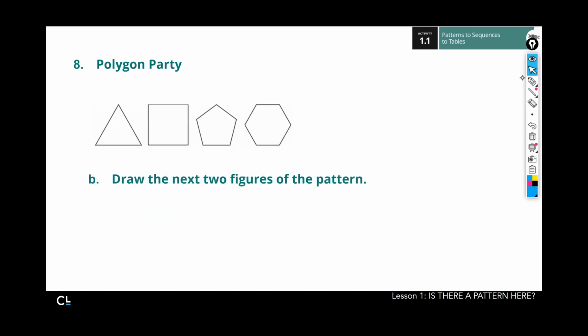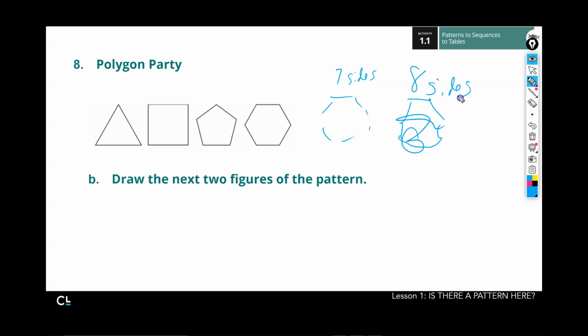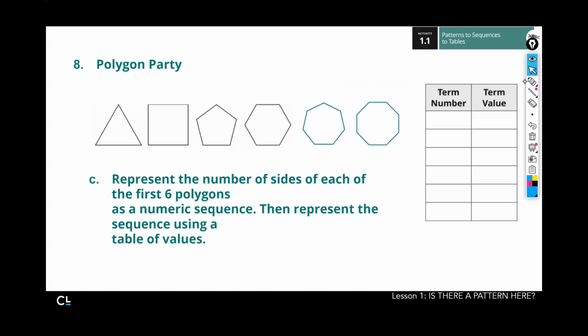Draw the next 2 figures of the pattern. Oh, awesome, my drawing skills. So imagine that you have a figure that is horrible with 7 sides, a heptagon. Then you're going to draw a stop sign, which, seriously, not an artist. 8 sides, but you get the point. Oh, look at these beautiful figures that they have here.